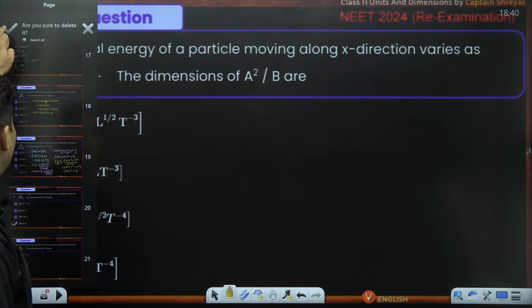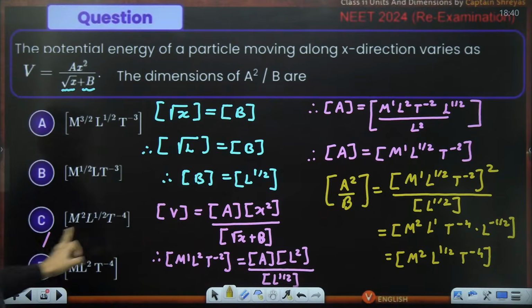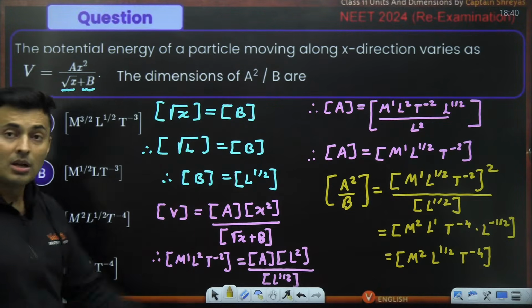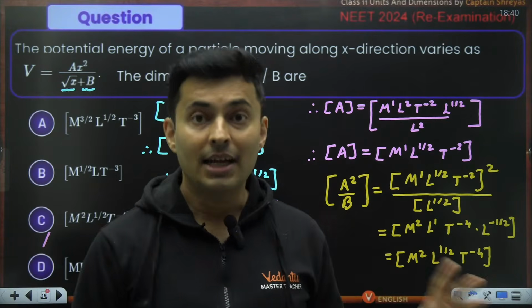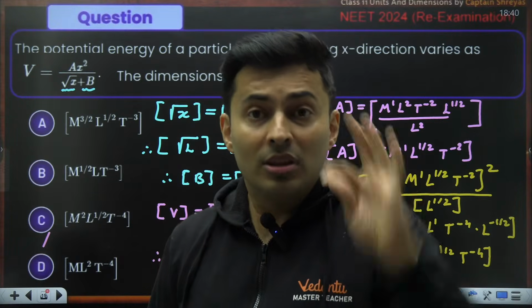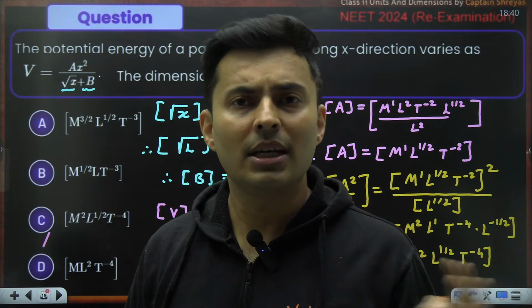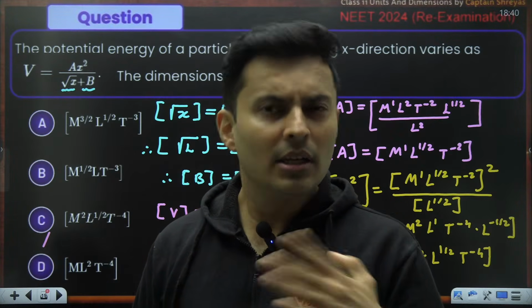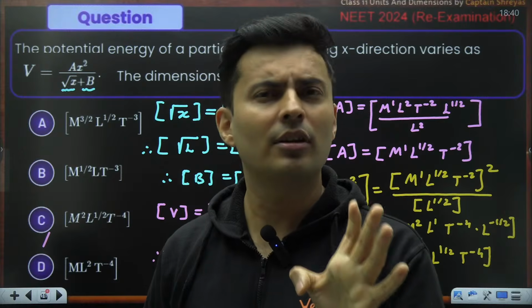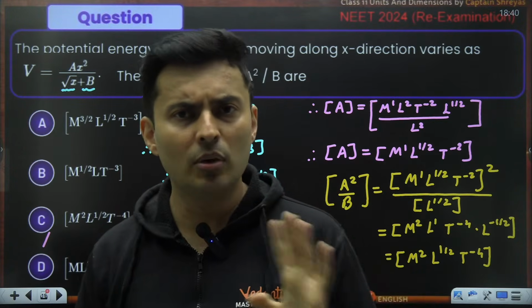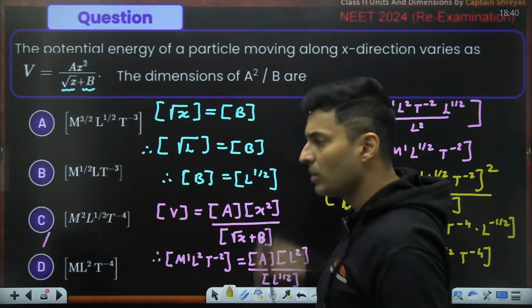Is that absolutely clear? Yeah, option number C. M raised to 2, L raised to half, T raised to minus 4. So quite a lengthy problem. And imagine, you think in your mind that I have to complete it in 1 minute. It is not possible. Even for a top scorer, guys, even if you are in top 10,000, 5,000, students will not be able to complete it in 1 minute, because writing this only will take time.